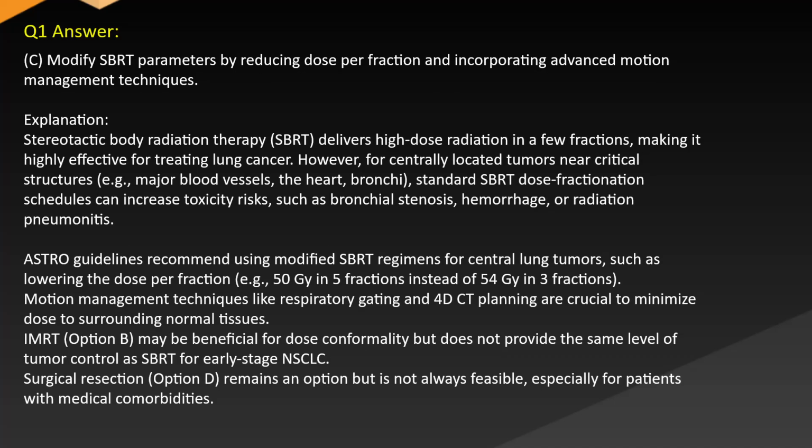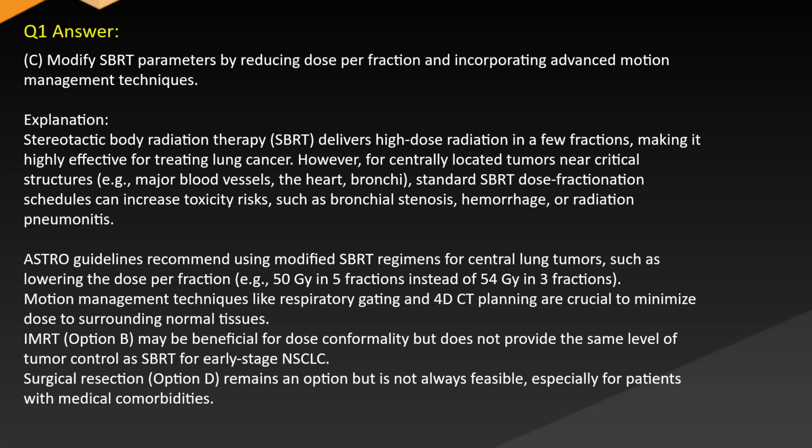Answer: C. Modify SBRT parameters by reducing dose per fraction and incorporating advanced motion management techniques. Explanation: Stereotactic body radiation therapy (SBRT) delivers high-dose radiation in a few fractions, making it highly effective for treating lung cancer. However, for centrally located tumors near critical structures, e.g., major blood vessels, the heart, bronchi, standard SBRT dose fractionation schedules can increase toxicity risks, such as bronchial stenosis, hemorrhage, or radiation pneumonitis.